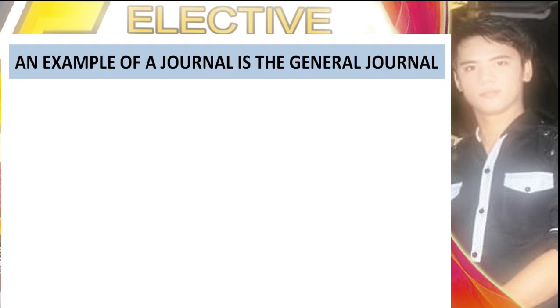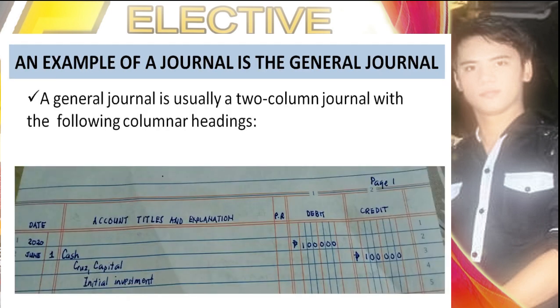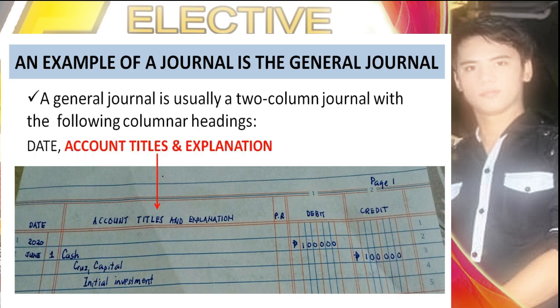An example of a journal is the general journal. So it looks like this. A general journal is usually a two-column journal. We have this first column and the second column with the following columnar headings: the date, account titles and explanation, PR, debit, and credit. Again, the date, account titles and explanation, PR, debit, and credit.